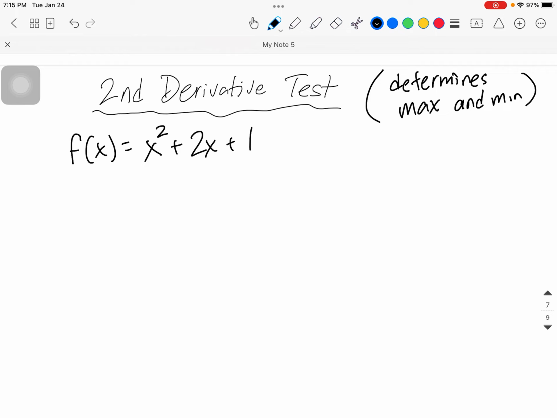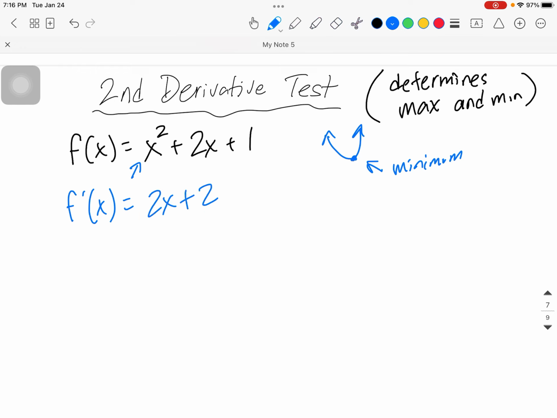And before we even start this question, we know that this is a positive or a concave up parabola because the leading coefficient's positive. And so if I asked you if this parabola has a max or a min, you should all say minimum, just because you know what the graph looks like. But if we used calculus, the idea is that the derivative is 2x plus 2, and if you set the derivative equal to 0, you get x equals -1.